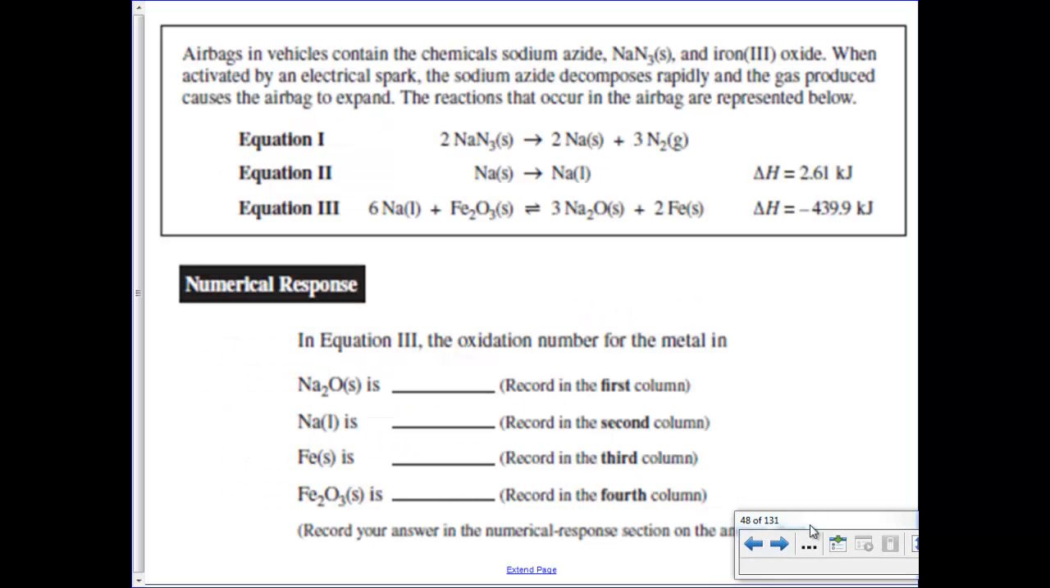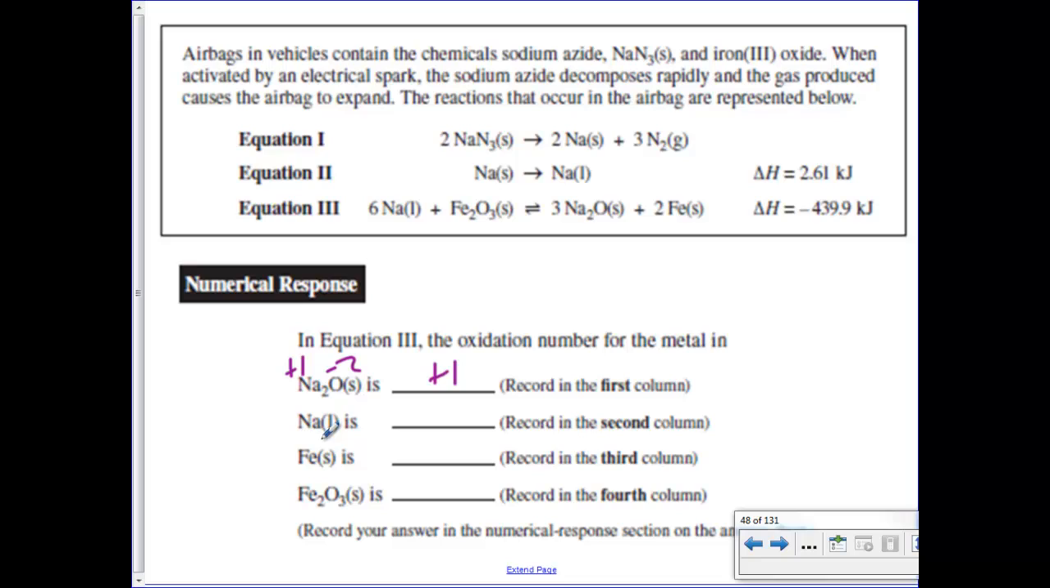Okay. Same type of question, different diploma. But you can see, the way they phrased it was almost the exact same. The oxidation number for the metal was what? So, what's oxygen's charge? -2. So that means each sodium is probably going to be a +1.